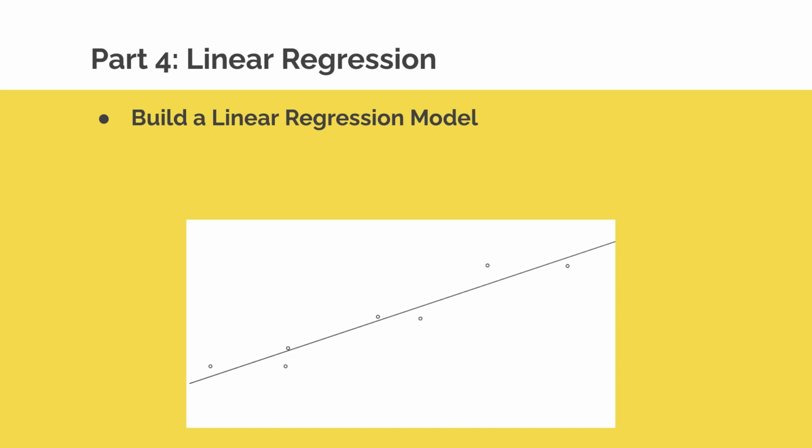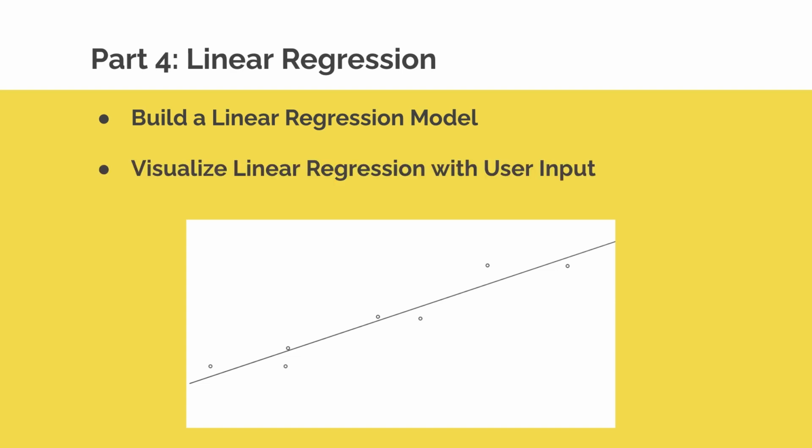Then we'll jump into coding a hands-on project where we will prepare training data. Then we will build the linear regression model. And finally, we'll use that model to make a prediction. Then our second project is going to be visualizing linear regression with dynamic data that comes from the user. So we'll actually have a dynamic data set that will take in user input to create data.